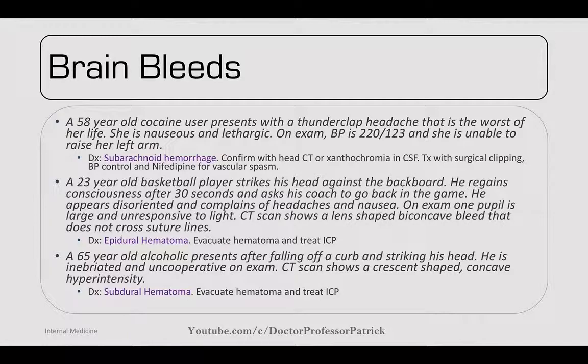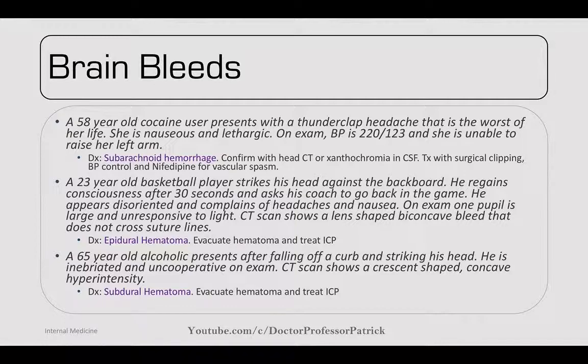Some brain bleeds. We've got a 58-year-old cocaine user who presents with a thunderclap headache that is the worst of her life. She's nauseous and lethargic. On exam, her blood pressure is 220/123, and she's unable to raise her left arm. So this can be a subarachnoid hemorrhage.